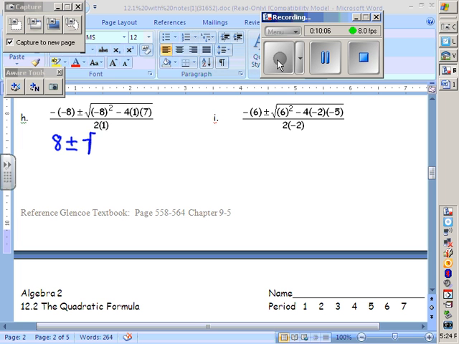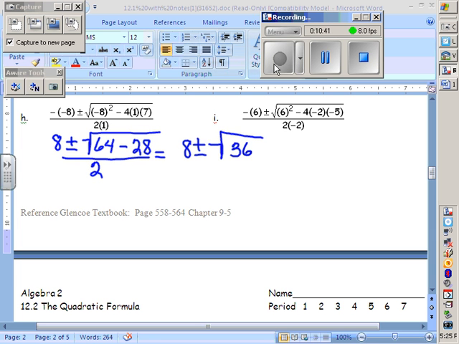And then inside the radical, we're going to have negative 8 squared, which will be a positive 64, minus 4 times 1 times 7. Negative 4 times 1 is negative 4, and then times 7 would be a negative 28. And all of that, of course, is going to be over 2 times 1, which is 2. We break this down further, and we're going to have 8 plus or minus, and we have 64 minus 28, and that's going to be 36, over 2.